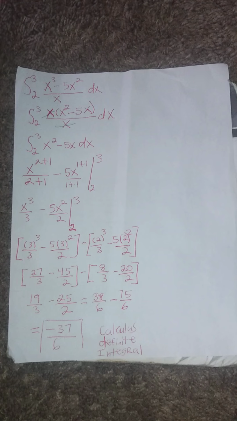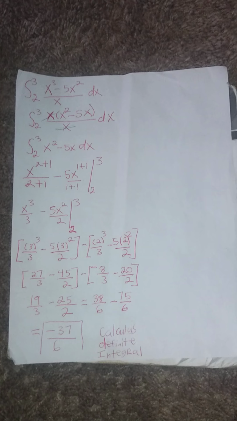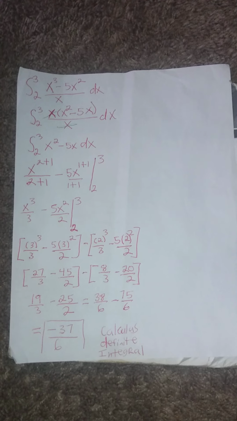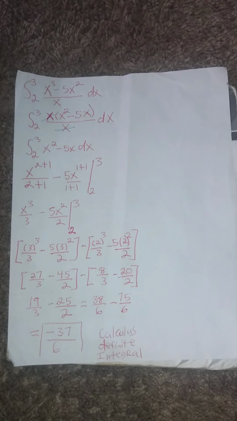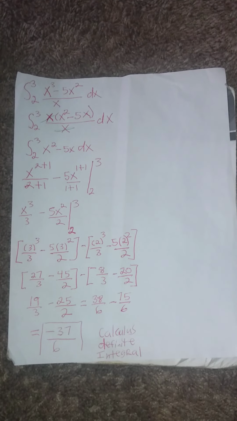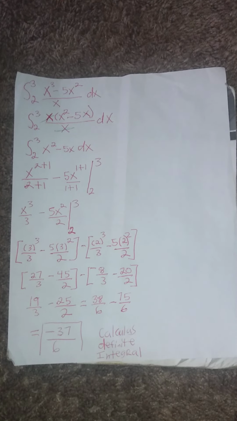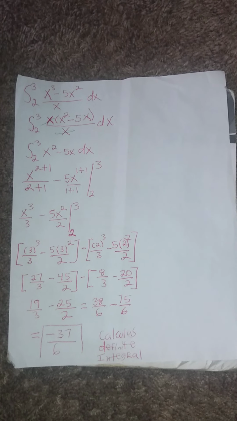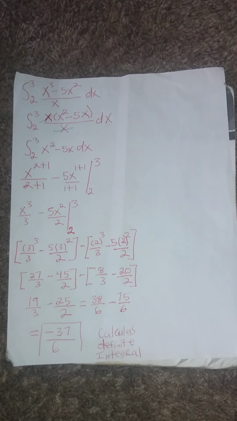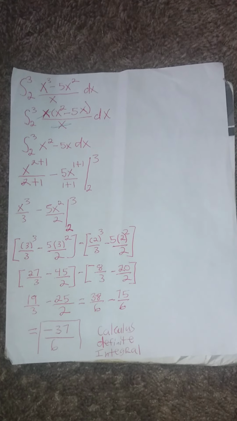And we need to find a common denominator, and 3 and 2 both go into 6. So the left side we will multiply by 2 over 2. So 19 times 2 is 38 divided by 3 times 2, which will yield you 6. And minus 25 times 3, which is 75, divided by 2 times 3, which is 6. So now this will read 38 divided by 6 minus 75 divided by 6. And this will yield you negative 37 divided by 6.